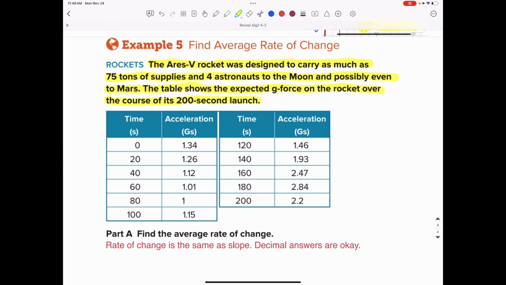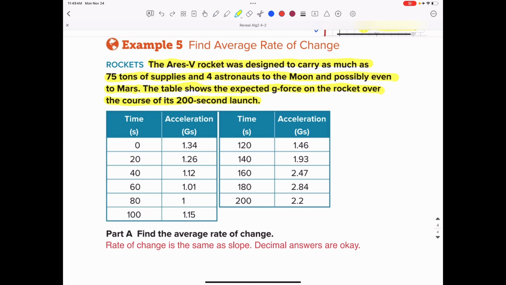So you can see in the table there, the first column represents the time in seconds. That's what the S stands for, time in seconds. And the second column is the acceleration in G's, which is the abbreviation for g-force, which is how much gravity pulls upon you. By definition, a g-force is the acceleration due to gravity.